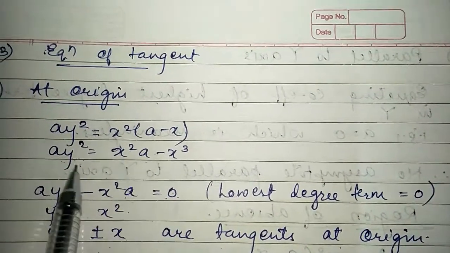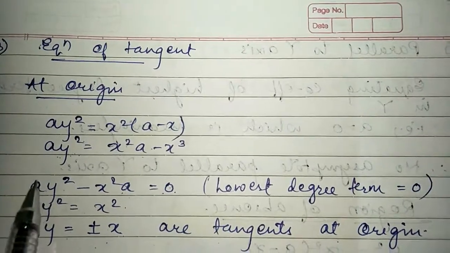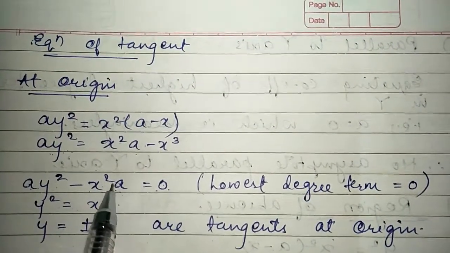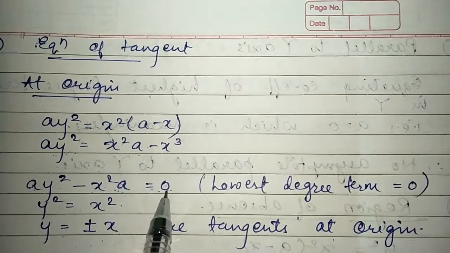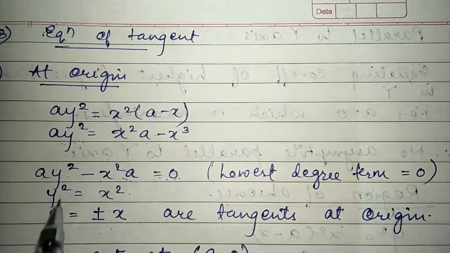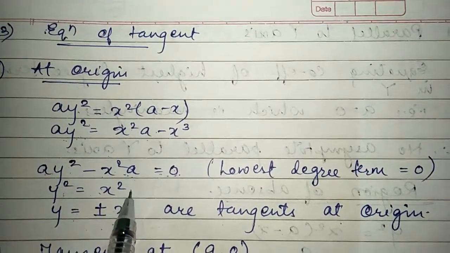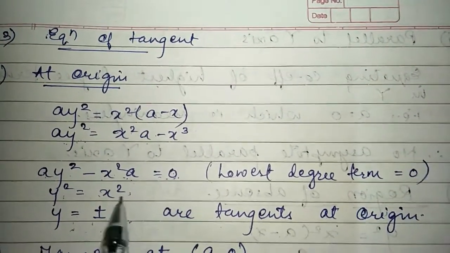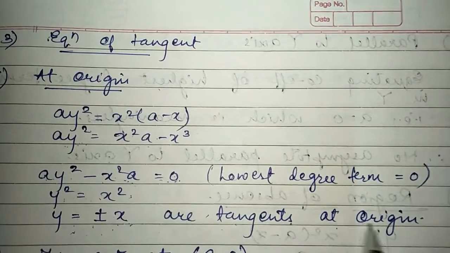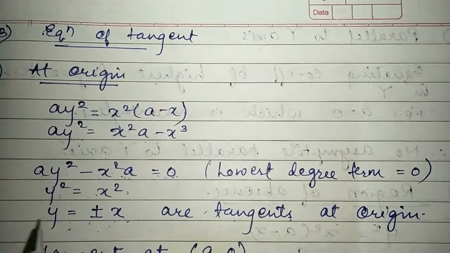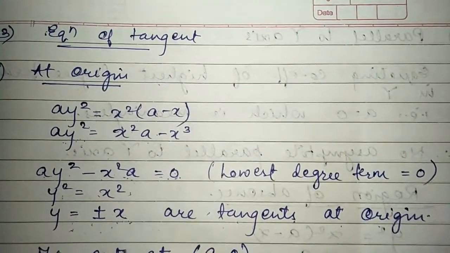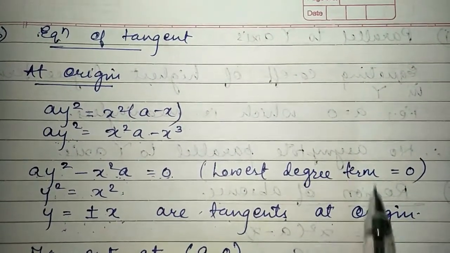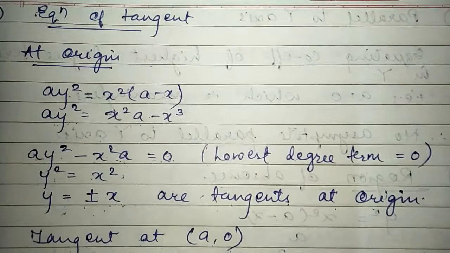So we'll take this ax² to the left-hand side, and what we have is ay² − ax², and that will equate to 0. So that means y² = x², or y = ±x. These are the tangents to the curve at the origin, that is y = x and y = −x. These two lines are the tangents to the given curve at the origin.